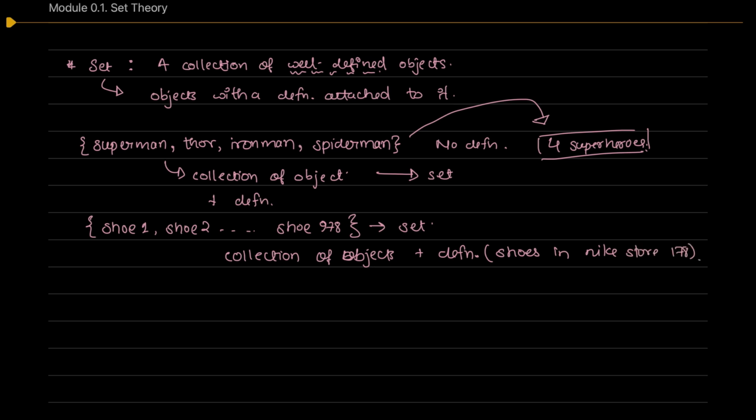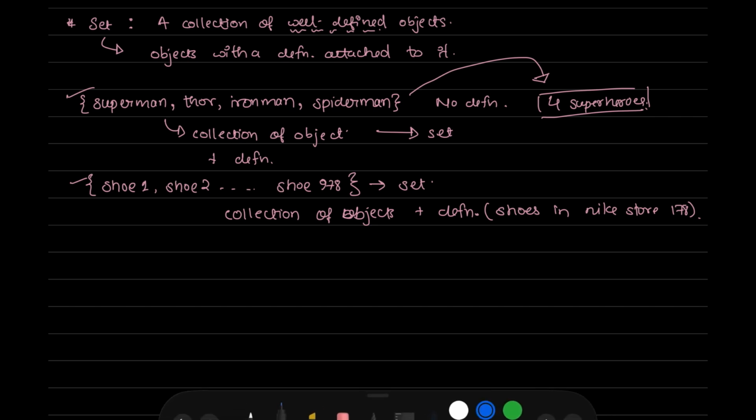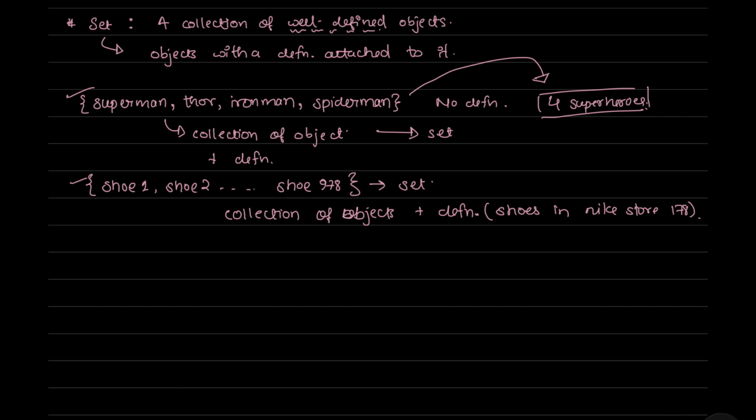Alright. So now we have learned what is a set. Now, as you can see, we are representing the objects one by one here, and here also we are representing them one by one. So there are multiple ways you can represent a set. Let us see the ways of representing a set. Representation of a set.